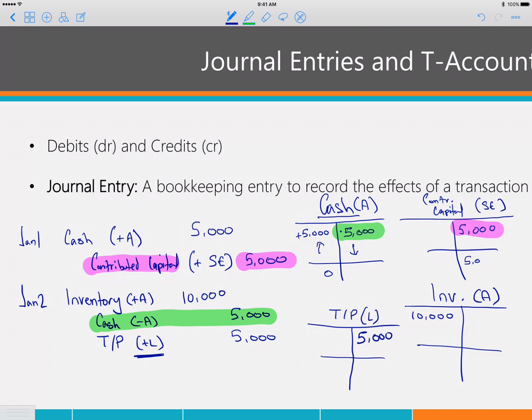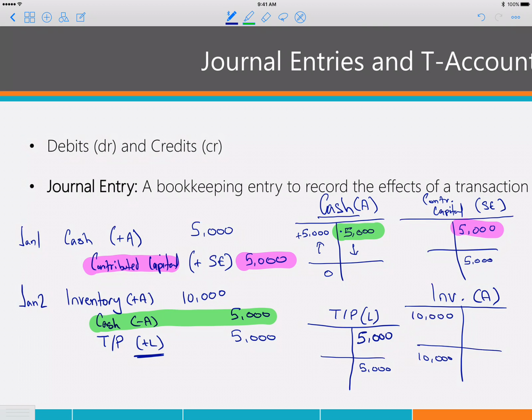We have a $5,000 ending balance in our shareholders' equity. Our trades payable had an ending balance of 5,000, and we had 10,000 inventory ending. So what I'd like you to please do is pause for a moment and just add up. How many assets does the company have? How many liabilities does the company have? And how much equity does the company have? And is the equation in balance?